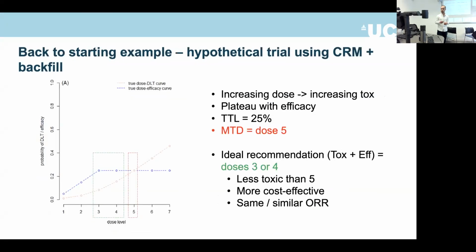So let's go back to the starting example. We have these two curves. We have the dose toxicity curve in orange here, and the blue curve for the dose efficacy, assuming there is a plateau from dose level 3. So toxicity-wise, level 5 would be recommended, according to this target of 25% DLT rate. Now, in terms of both efficacy and toxicity, we want to recommend dose level 3 or dose level 4.